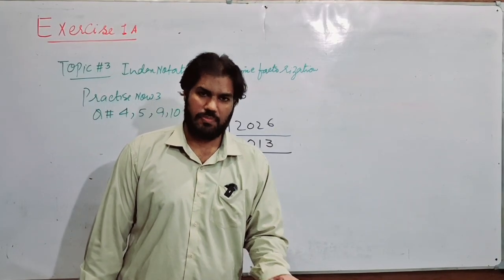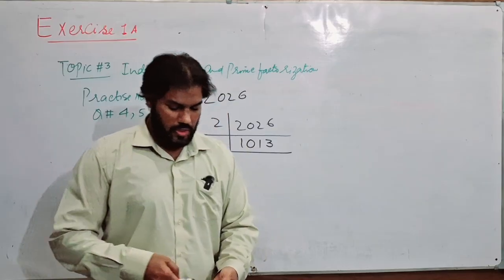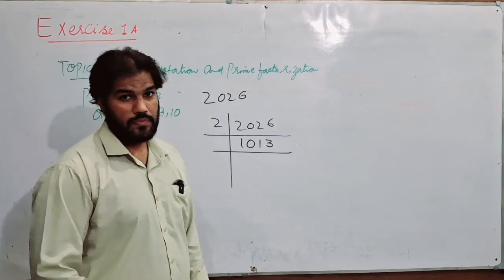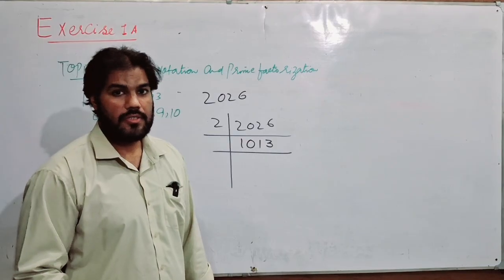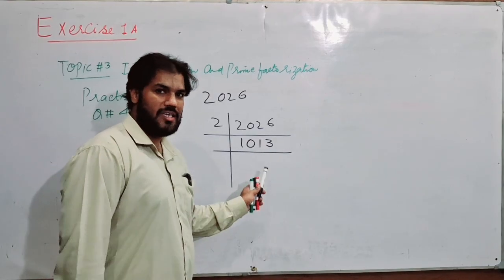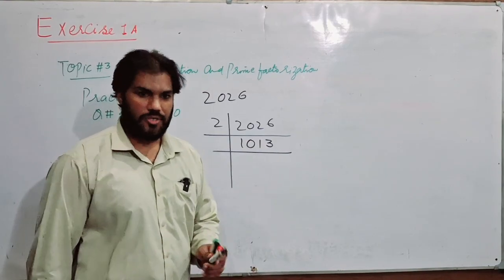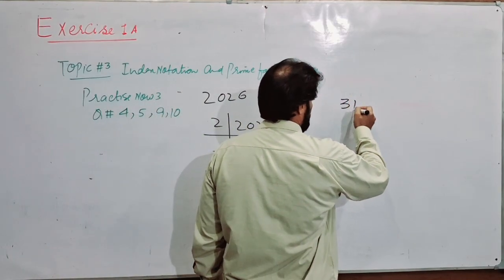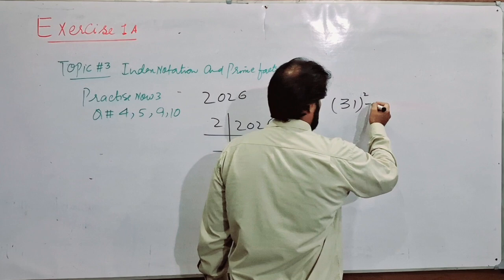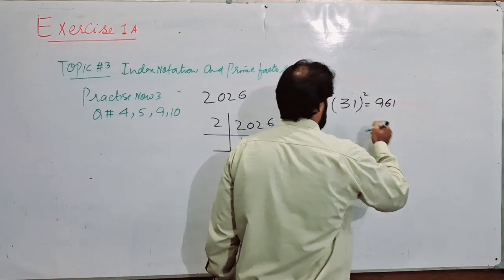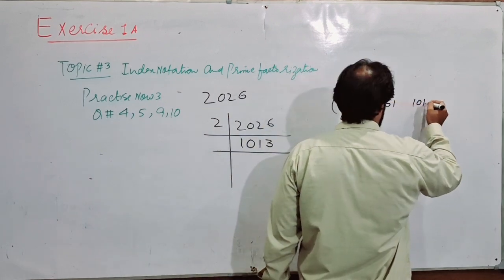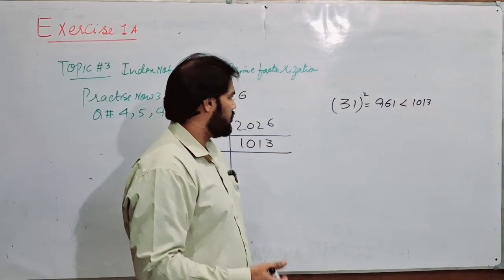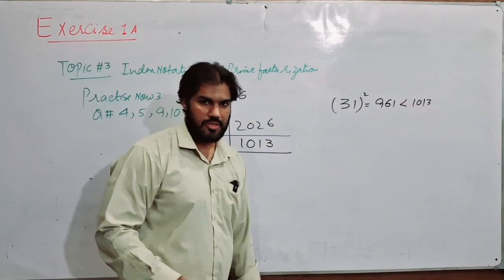This is a simple answer. You will take its square root if a calculator is allowed. Otherwise, you will find a number whose square is nearly close to 1013. The number whose square is nearly close to 1013 is 31. 31 squared is 961. 961 is close to 1013 but less than this. Otherwise, the square of 32 is greater than 1030.